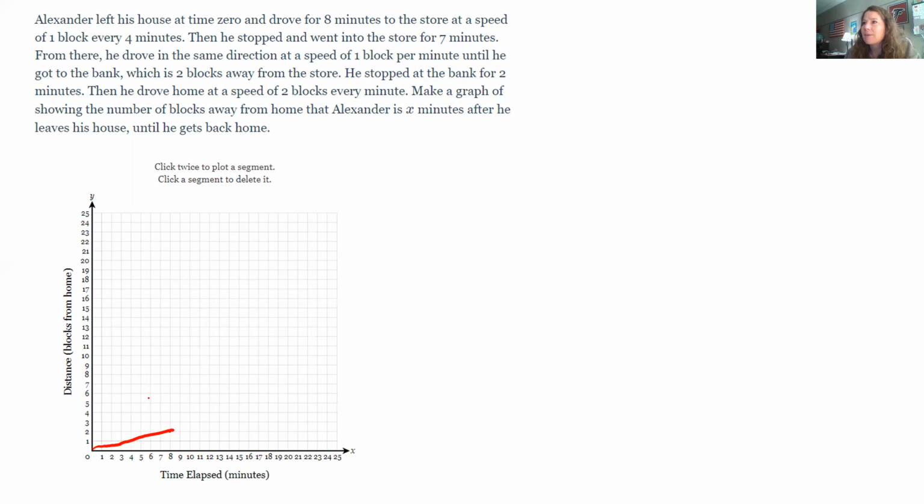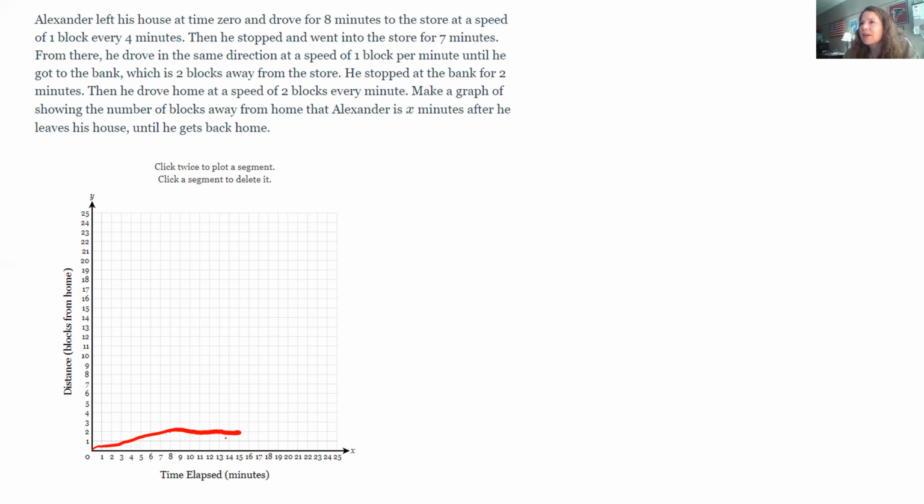Then he stopped. His distance stopped. Does time ever stop? No. But he stopped and he went in the store for 7 minutes. So for 7 minutes, from minute 8 to minute 15, I meant not 25, 15. Sorry, I can't do math in my head. So he did not increase his distance for 7 minutes.